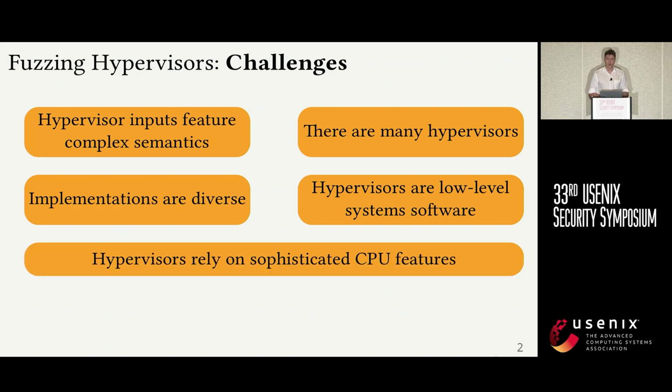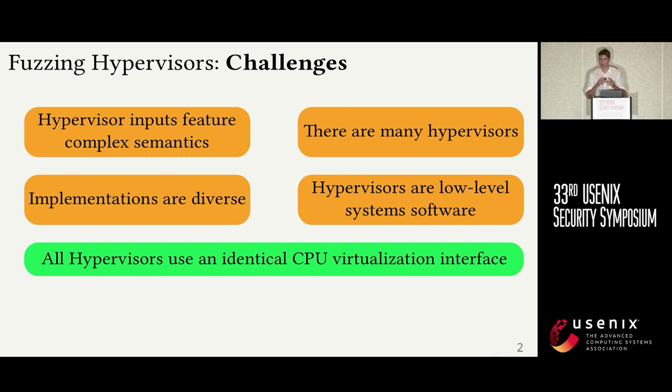And finally, hypervisors rely on sophisticated CPU features in their architecture in order to be able to provide near-native performance. And that's really what's allowed hypervisors to gain so much popularity over the past 20-plus years. But in this paper, we actually take this last challenge and we look at it from a different angle. And that's the fact that on a particular architecture, every single hypervisor that wants to be able to provide this near-native performance has to use an identical CPU interface. And we'll see why that's important in a bit.